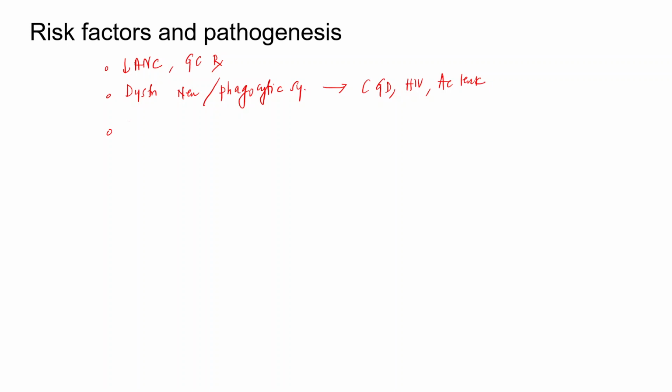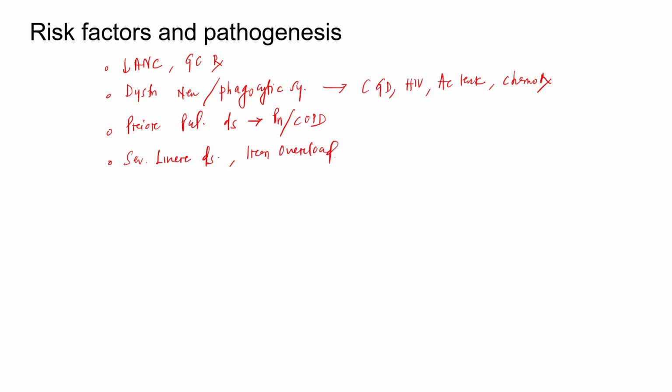Then patients with prior pulmonary disease like pneumonia or COPD. Here also you can write patients on chemotherapy, and patients with severe liver disease, or iron overload states. Then patients with influenza infection, or patients on ECMO therapy.